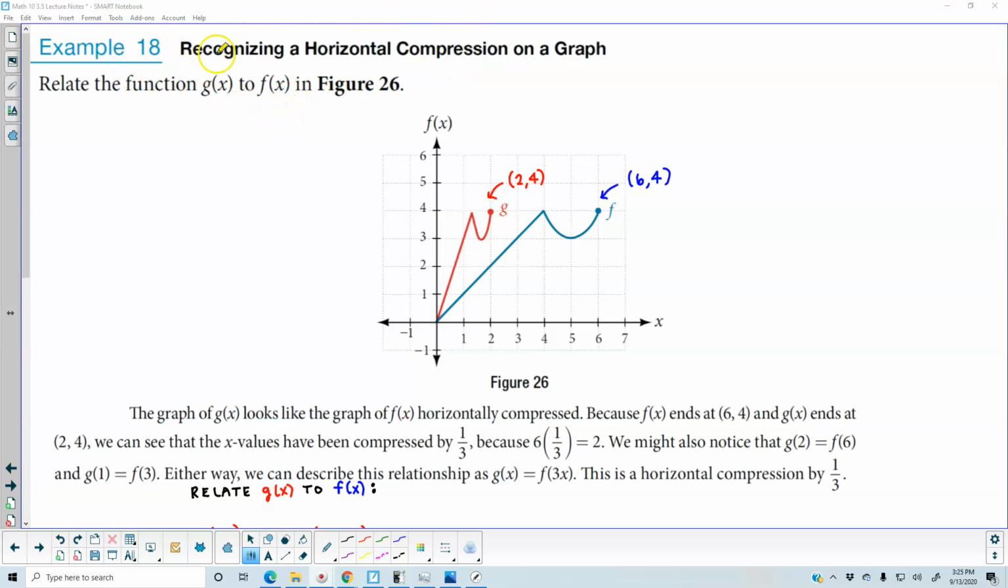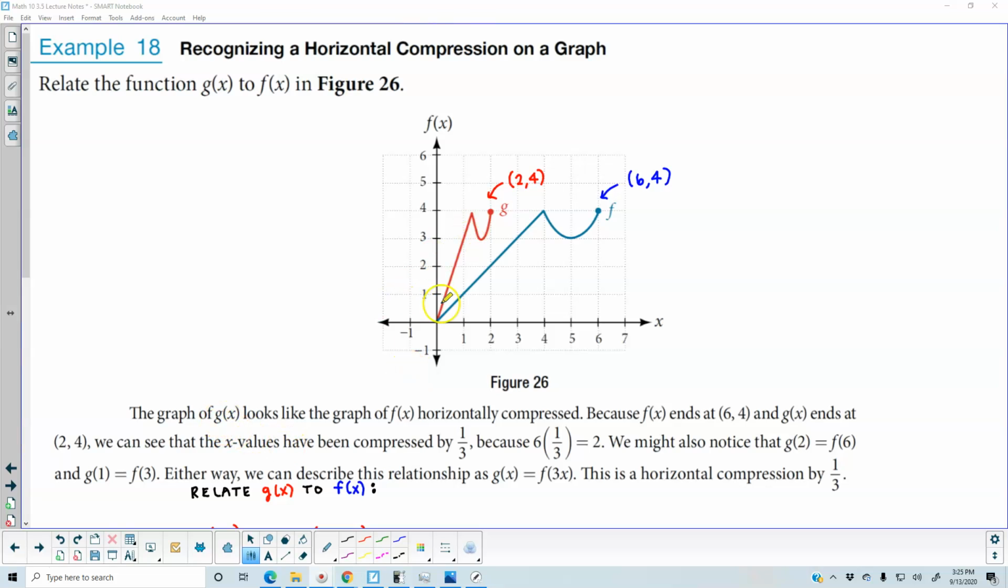So example 18, recognizing a horizontal compression on a graph. We want to relate the function g of x to f of x in figure 26. So here we have a function g and we have a function f. The function f has an ordered pair of (6, 4), and then we can see that this ordered pair has now become (2, 4).